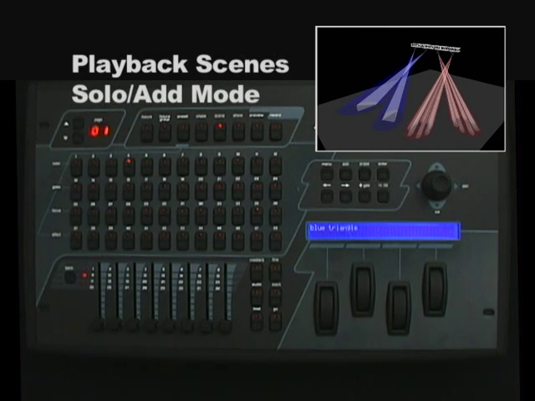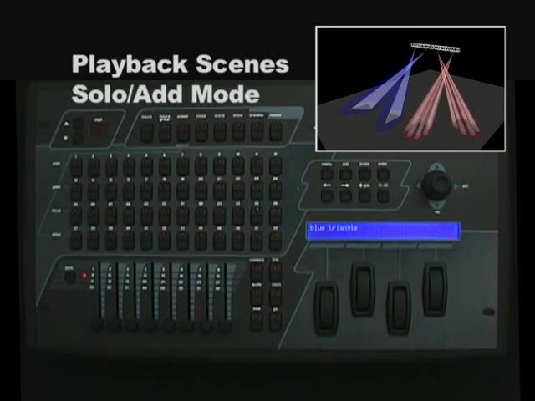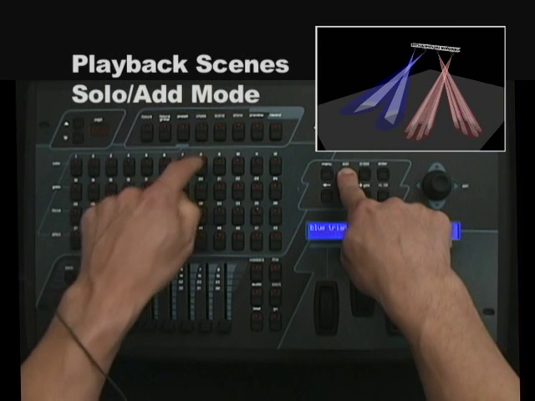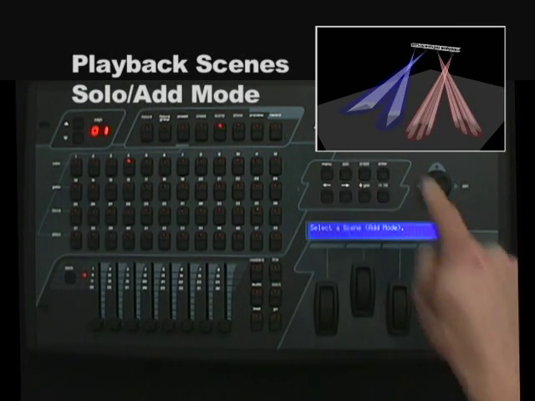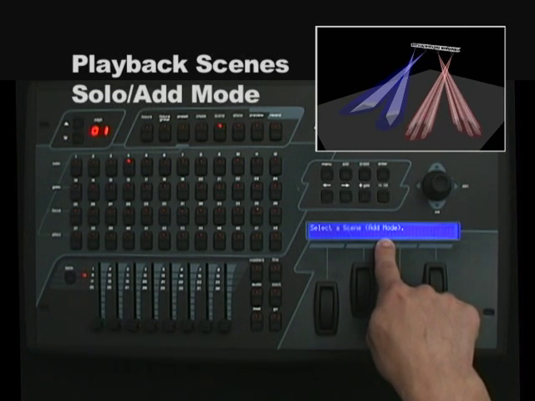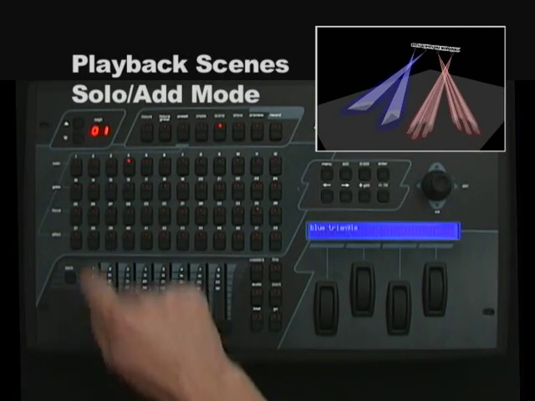You can permanently turn on the add mode by deselecting the scene button, holding add, then selecting the scene button. Our display now tells us that we are in scene add mode. Scenes will always pile on or stack on top of each other now when selected.